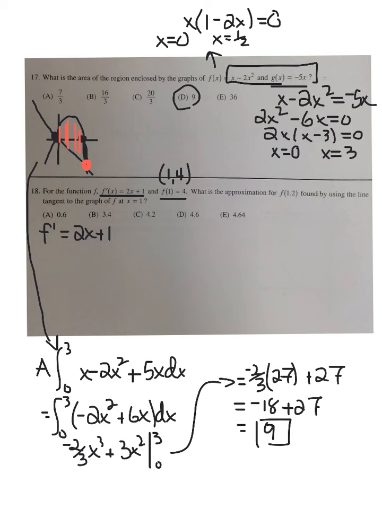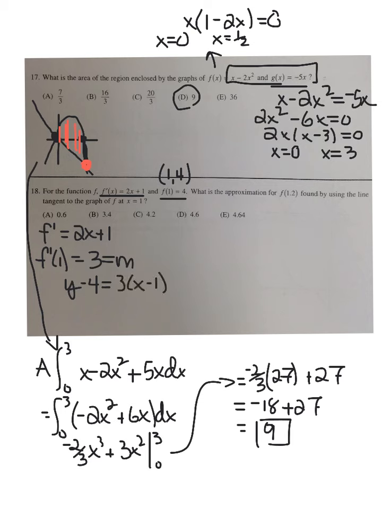So I'm going to plug in 1 here, and f prime of 1 is going to be 2 times 1 plus 1, which is 3. So here's your slope. Okay, they ask you to find an approximation by using the tangent line. So I'm just going to find the tangent line first. I know the tangent line is y minus 4 equals 3 times x minus 1.